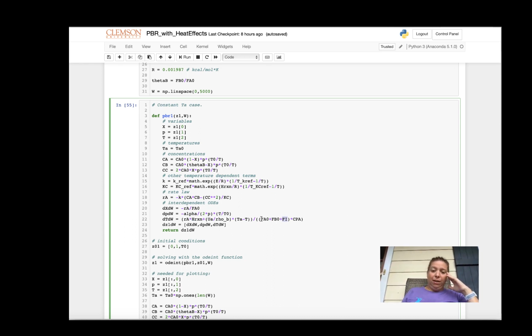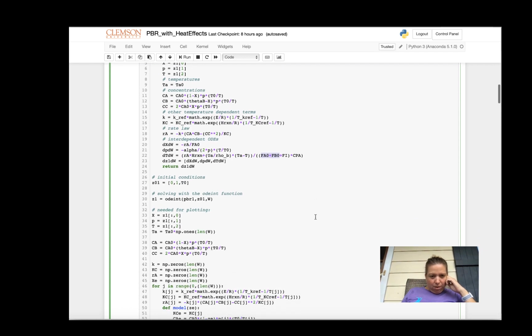Even though the flow rates of A and B are changing, the total molar flow rate doesn't change. So the total molar flow rate is equal to that at the initial condition. So I wrote that down there just to simplify this balance.